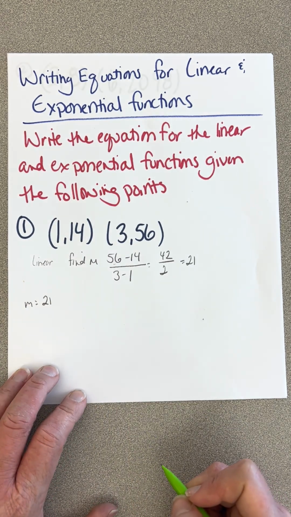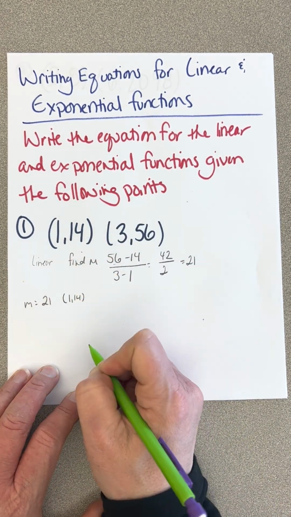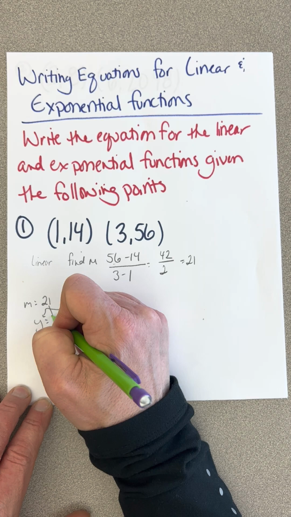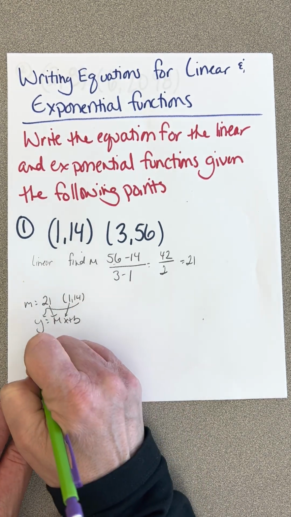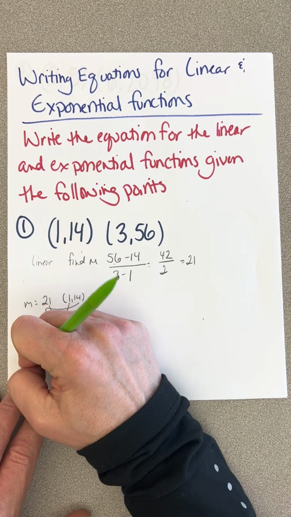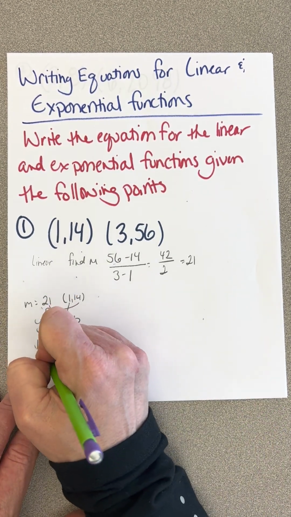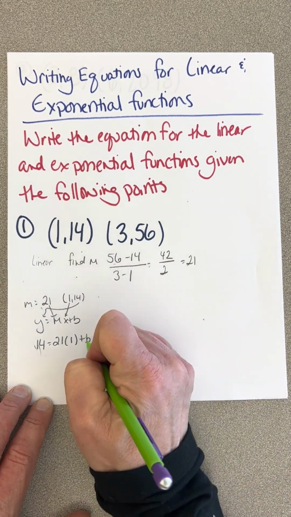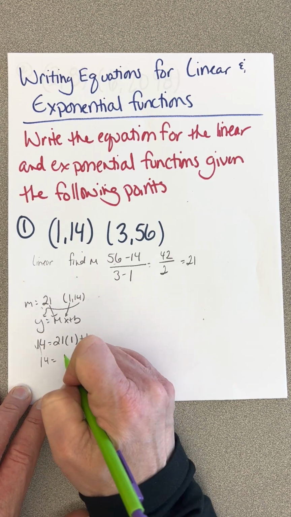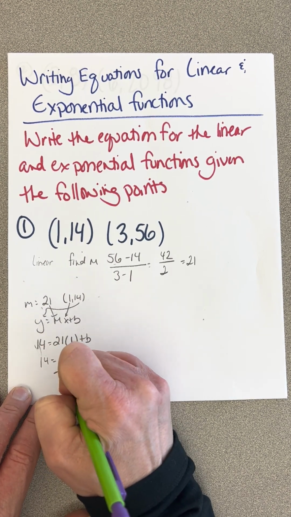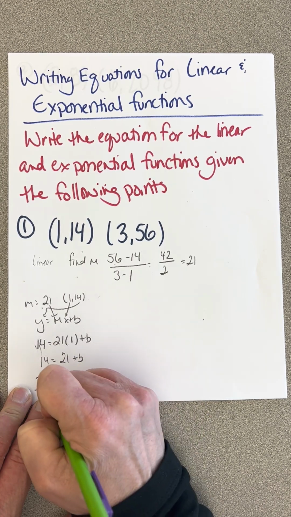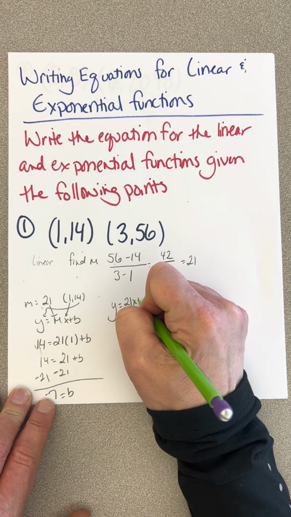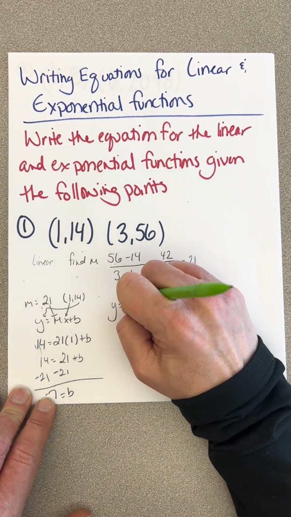Then what we do is we pick a point. I'm going to pick the nice one, which is (1, 14), and write our equation in y equals mx plus b form. Our y is 14, our m is 21, and our x is 1. So we're going to have y, which is 14, equal my m, which is 21, times my x, which is 1, plus b. 14 equals 21 times 1, which is 21, plus b. Subtract 21. Our b should be negative 7. So my equation for this is going to be y equals 21x minus 7.